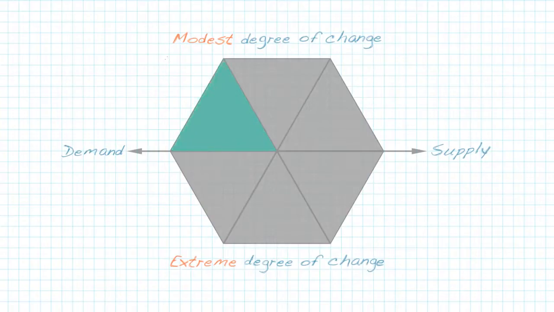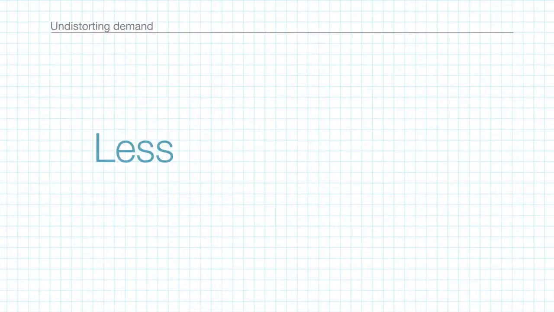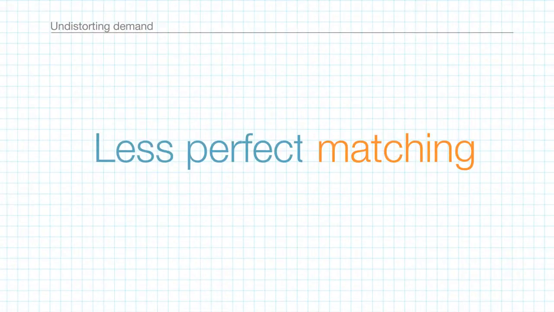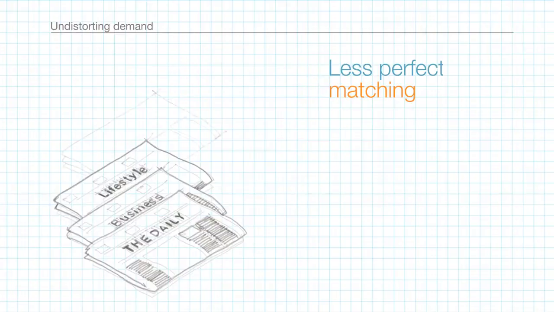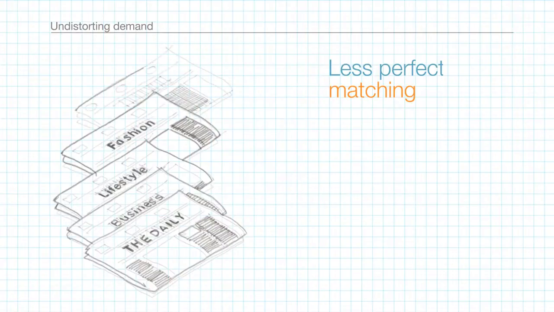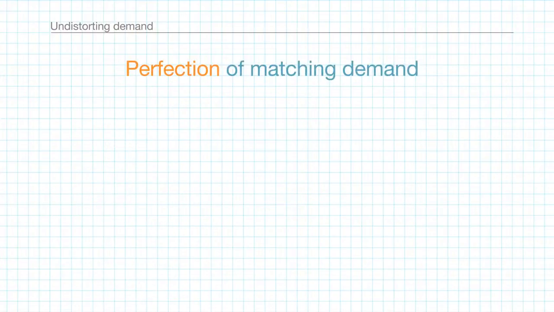The first piece of the pie is undistorting demand. Now that sounds complicated, but it just means that in the old analog world, we had less perfect matching of the product to what the customer wanted. A classic example is a newspaper with a business section bundled with a lifestyle and fashion section bundled with the crosswords. Not everyone wanted all those sections, but the economics of production made it convenient to bundle them through a common distribution network. But now we're seeing a perfection of matching demand.